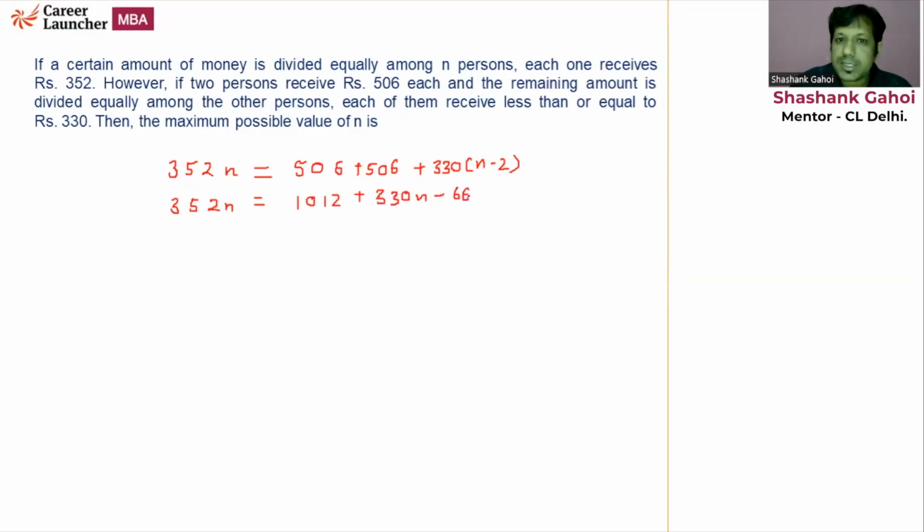minus 660. So from here, I'm going to get 22n, and that is equal to 352. So if I cancel out by 2, this comes out to be 176. Sorry, this is 11. So n comes out to be 16. So what is the maximum number of people we can have? That's going to be 16.